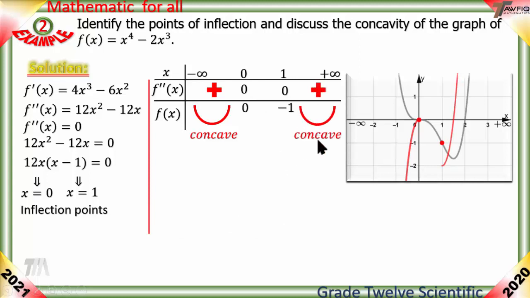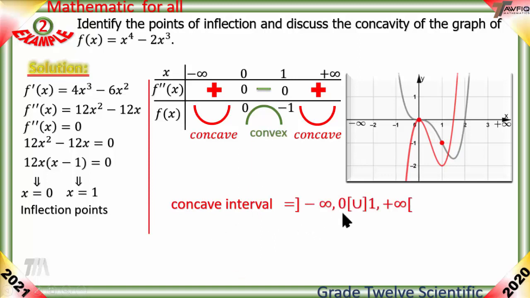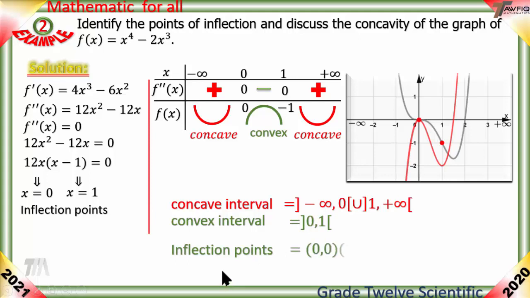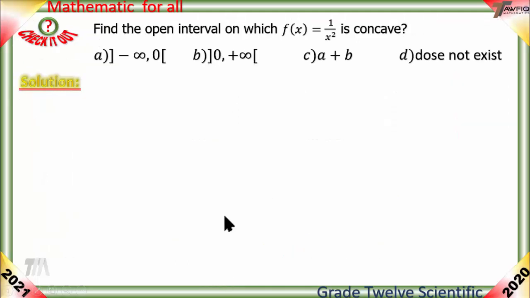These 2 outer intervals are concave, and here we have convex. That means the concave intervals are minus infinity to 0 and 1 to positive infinity, and the convex interval is from 0 to 1. The inflection points are (0, 0) and (1, -1).